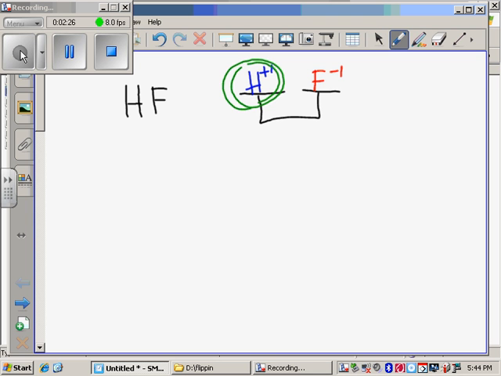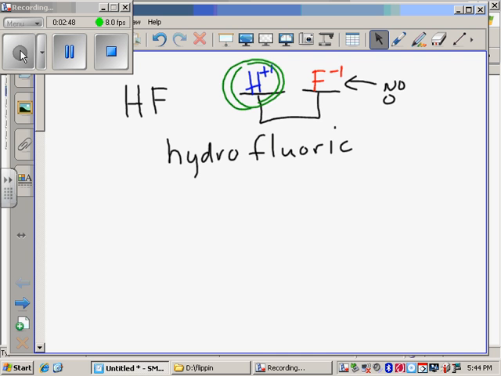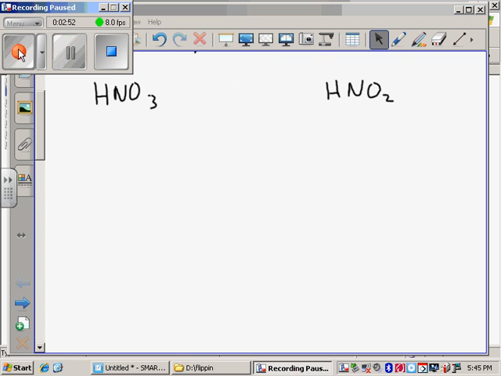And since there are no oxygens over here, no oxygens means that we're going to use the hydro prefix, HYDRO, and then we would use fluorine, FLUORINE, but we changed that name to IC, hydrofluoric. So that would be the name of this compound, this acid, hydrofluoric acid.